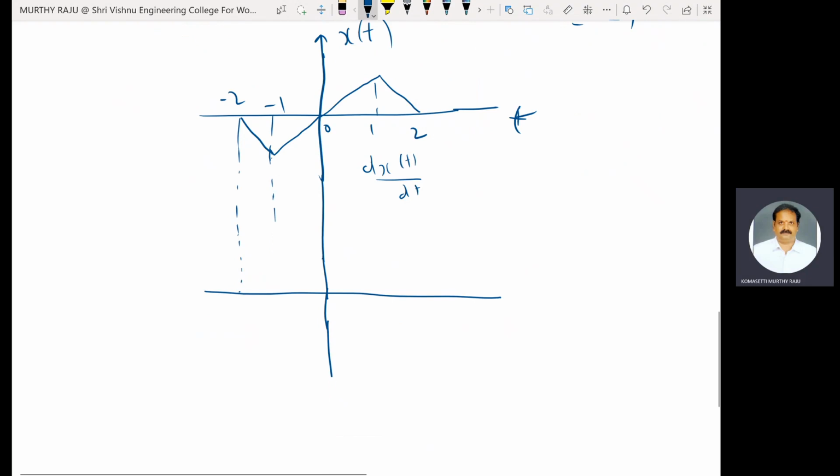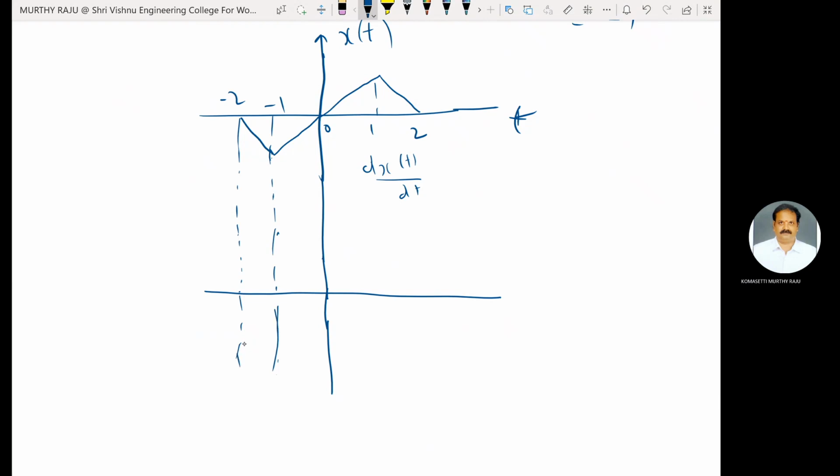Here the slope is negative. That is, in the interval minus 2 to minus 1, the constant slope is minus 1. In the interval minus 1 to plus 1, the slope is minus 1.